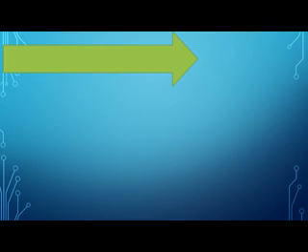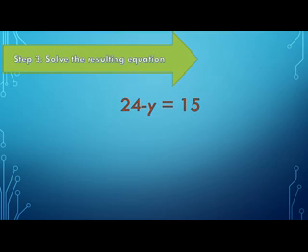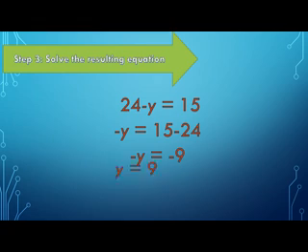Following the third step, which is to solve the resulting equation: 24 minus y is equal to 15. By the addition property of equality, it will become negative y is equal to 15 minus 24. Simplify, negative y is equal to negative 9. By the multiplication property of equality, we have to multiply both sides of the equation by negative 1 in order to find the value of y. So y is equal to 9.